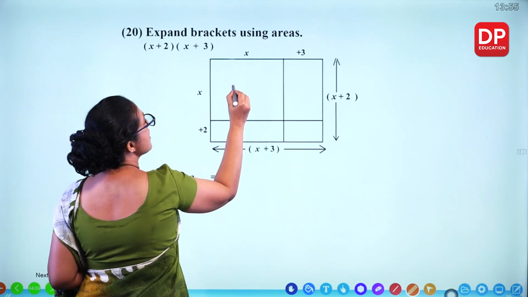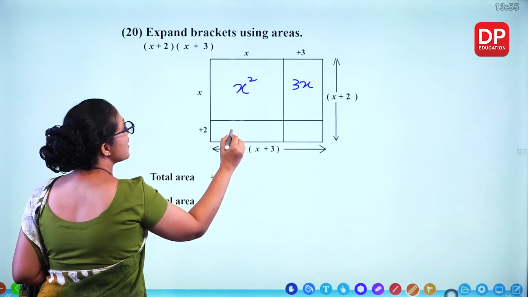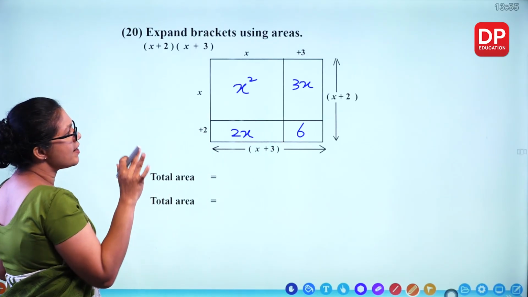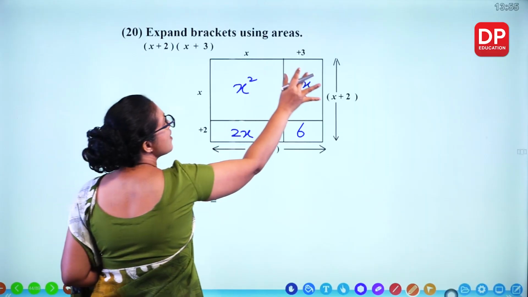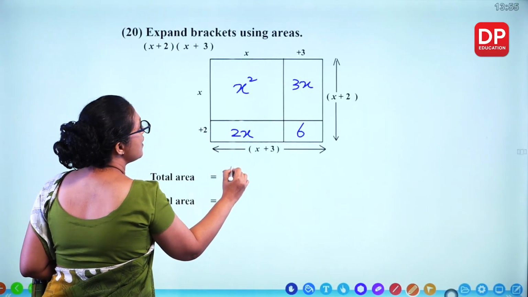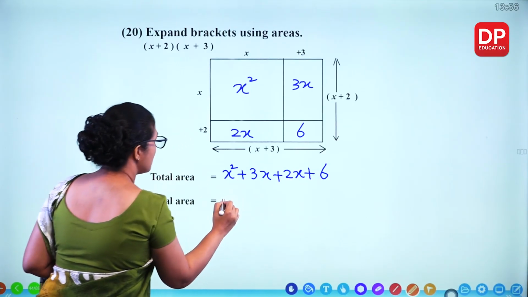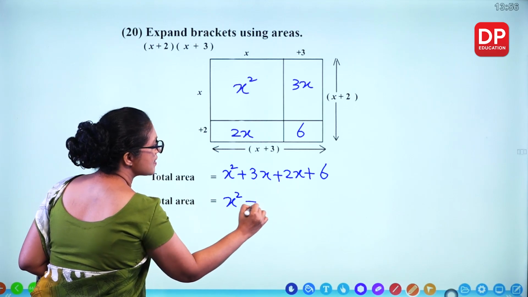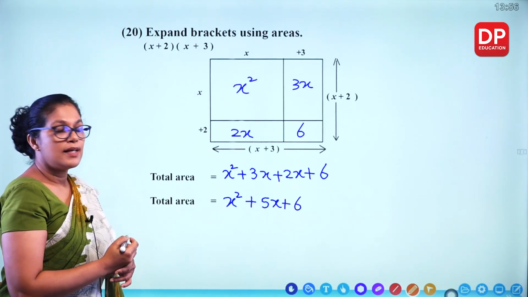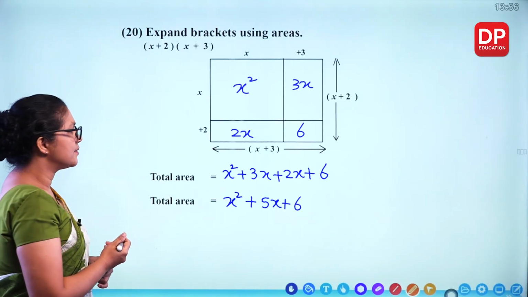So x into x, x squared. x into 3, 3x. 2 into x, 2x. 2 into 3, 6. So what's the total area of the rectangle? Areas of each rectangle add up together. x squared plus 3x plus 2x plus 6. You get 5x and 6 there. So you can use this method as well, considering areas of rectangles.